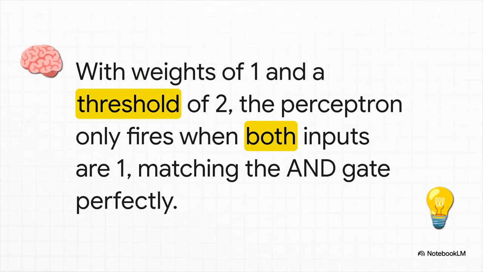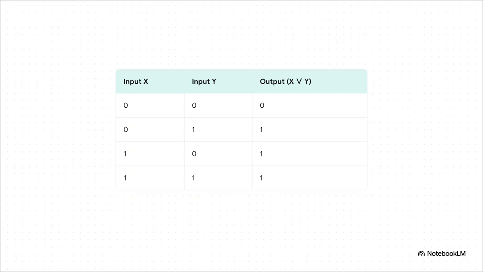Okay, so check this out. This is where it gets cool. A perceptron can learn to be an AND gate perfectly. All you have to do is set the weight for both inputs to 1 and then set the firing threshold to 2. Think about it. The only way you can get a total sum of 2 is if both input X and input Y are 1. Any other combination just won't hit that threshold. It's a flawless solution.